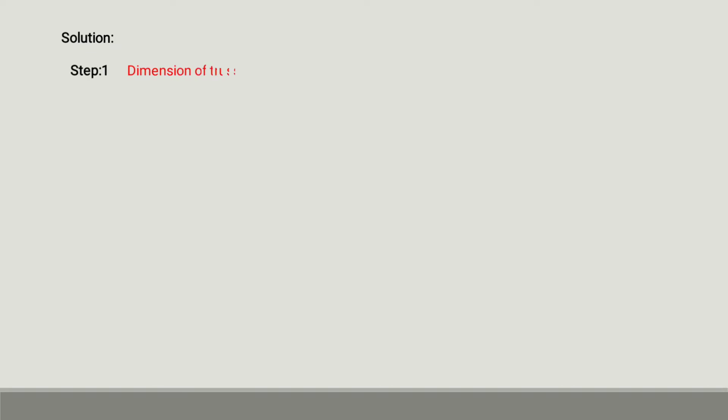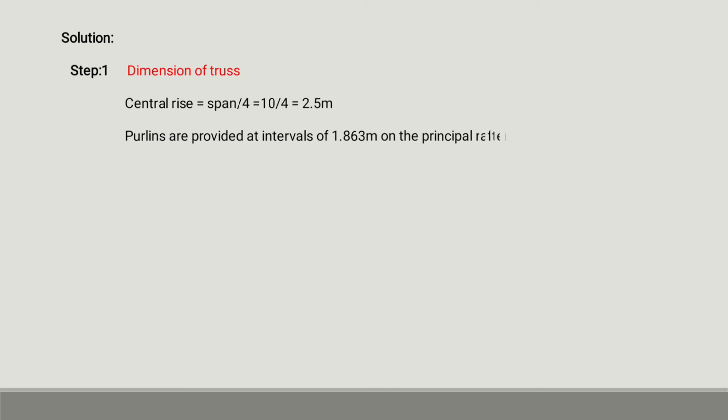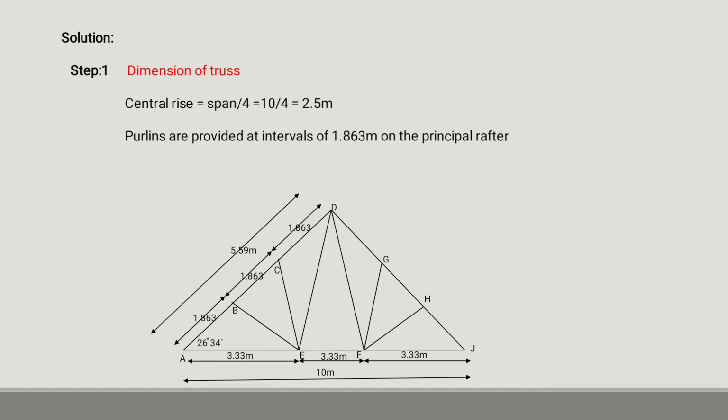Step number 1, dimensions of the truss. Central rise is equal to span by 4. We know the span value is 10 meter, so 10 by 4 is equal to 2.5 meter. Purlins are provided at intervals of 1.863 meter on the principal rafter. See the diagram: our span is 10 meter, 10 divided by 3 is equal to 3.33 meter, then the inclined angle is 5.59. So our purlin interval is 1.863 meter.